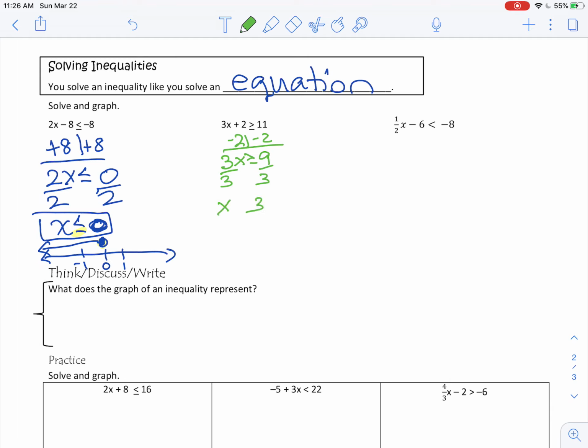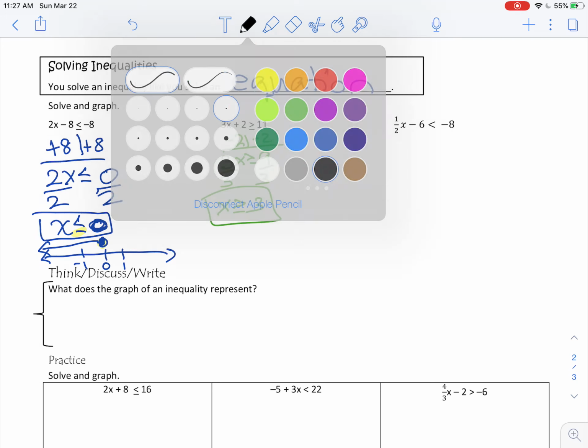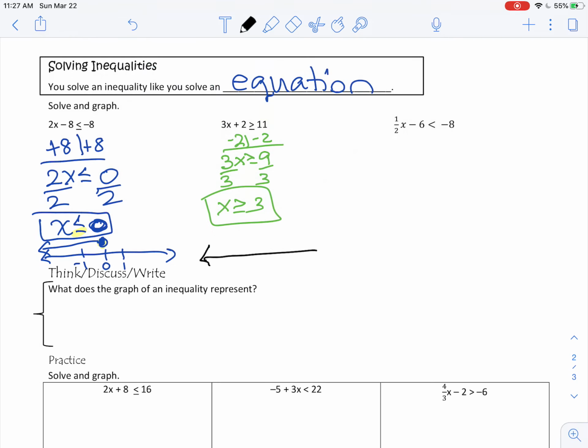Then we get a coefficient of 1. And the inequality sign comes down exactly as is. We just solved the inequality. Now let's graph the inequality.